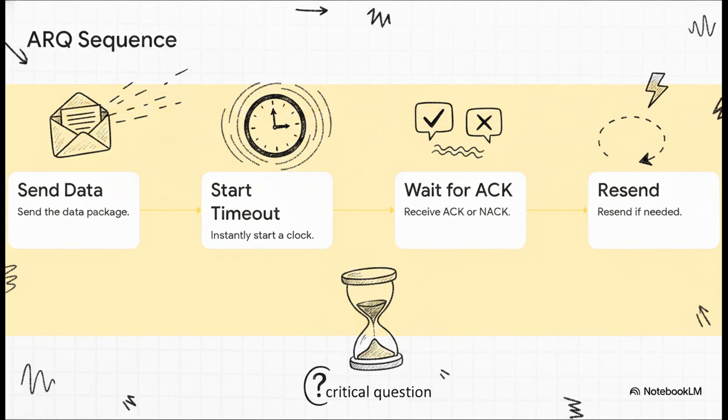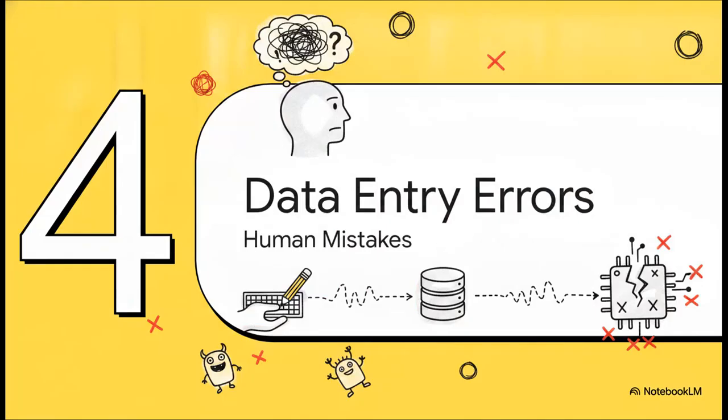But here's the critical question. What happens if the data gets completely lost along the way and never arrives at all? The receiver can't send a negative acknowledgement for something it didn't even know was coming. That's exactly where the brilliant timeout concept shines. If the sender's timeout clock runs out before hearing any reply whatsoever, it just assumes the data vanished and resends it automatically.